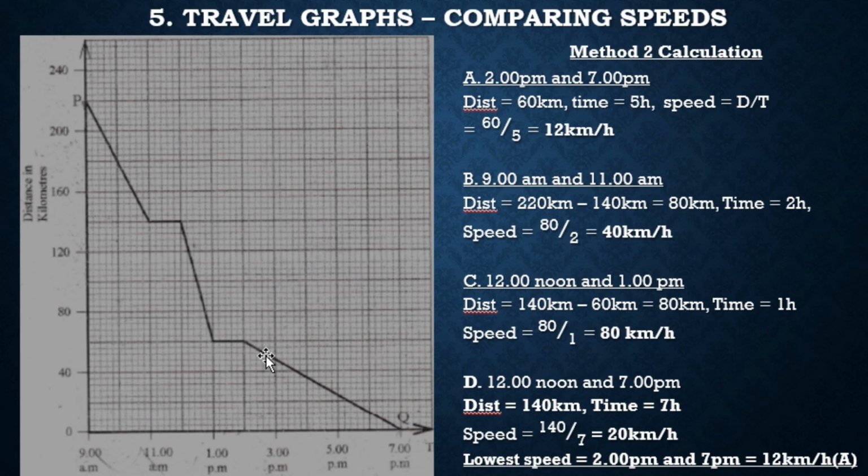You can see the answer for this slope is the highest, 80 kilometers per hour. So we just look at the slope, which one is very gentle. So we have got the lowest speed was 12 kilometers per hour, which is represented by the slope of 2 p.m. to 7 p.m. Thank you.